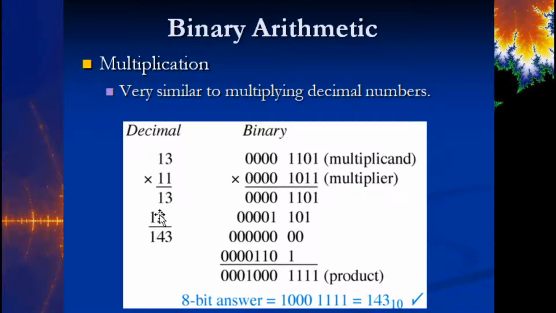Okay, same thing here, right? You take the first number, which is a 1. 1 times 3, 1 times 1. And then you shift over, and then it's 1 times 3, 1 times 1. And then you add them all together. 3 plus 0 is 3. 1 plus 3 is 4. 0 plus 1 is 1. Okay, any questions on this?